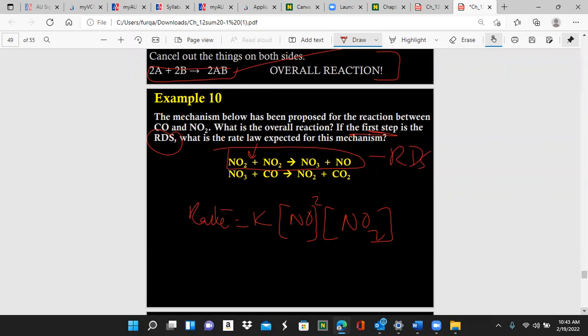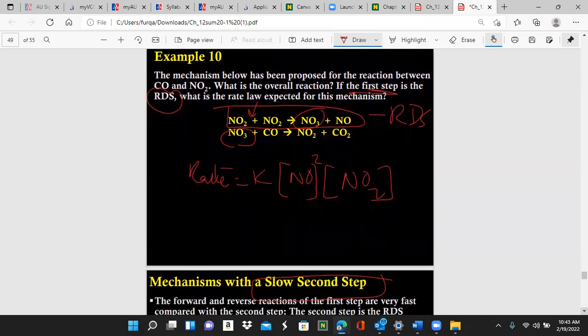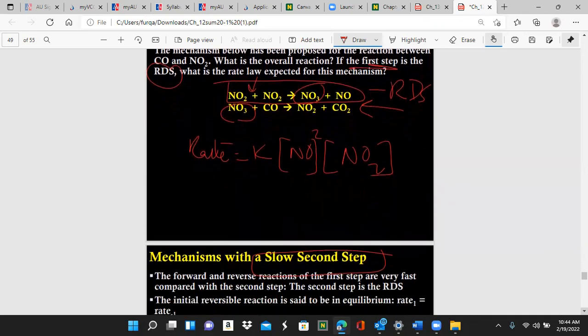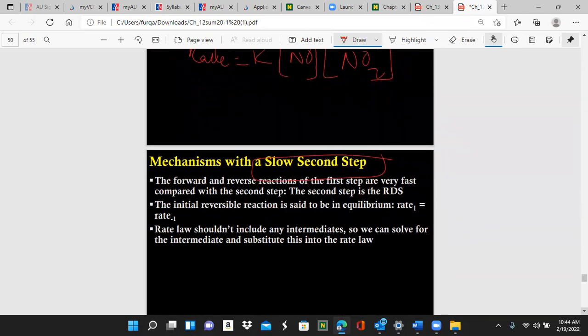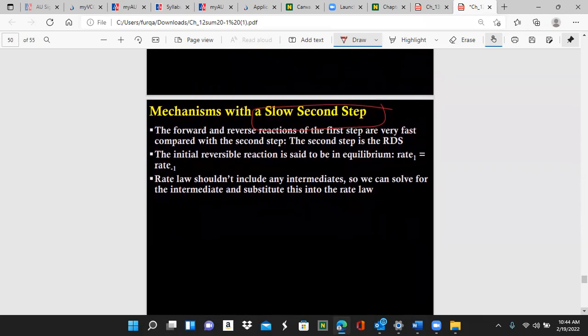In the expected rate law, you will never have the intermediate, and I see the intermediate here. But if the situation is reversed, and the first step is not the rate determining step, and the second one becomes the rate determining step, then you'll have to write the intermediate in your rate law, and that is not acceptable. Okay, they have made it in a way that it is not acceptable. The forward and the reverse reaction of the first step are very fast compared with the second step. So the second step is the slowest one, and is going to be the rate determining step.